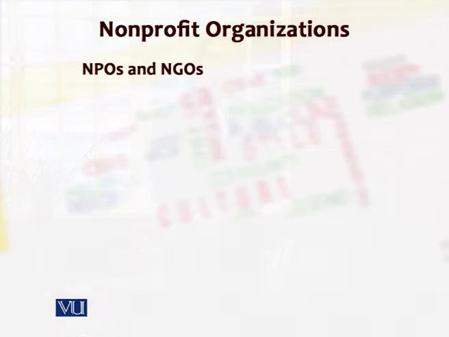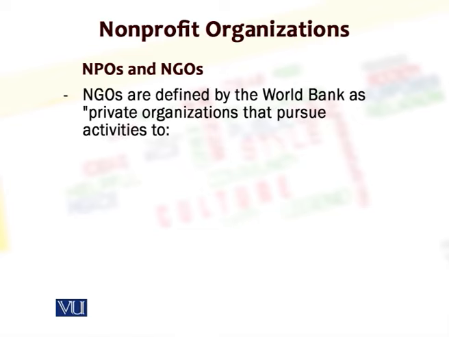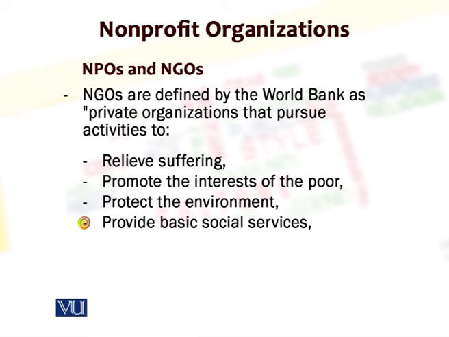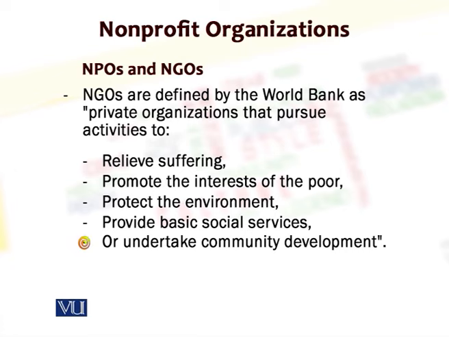Now, another question arises: if NPOs have these kinds of features, what is the difference between an NPO and an NGO? Because NGOs also seem to have similar features. The definition of an NGO by the World Bank is an organization which pursues its activities to relieve suffering of the poor and distressed, which promotes interests of the poor, which protects environment, and which operates to offer some kind of basic social service, and which works for community development programs. Now, given these features and this definition of NGO, we find striking similarities between NGOs and NPOs. The answer is there's hardly any.